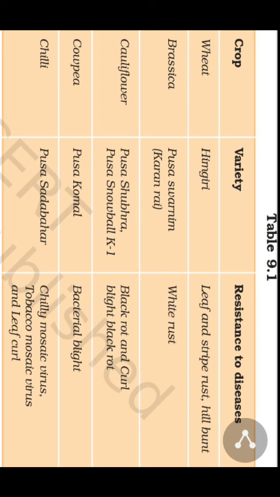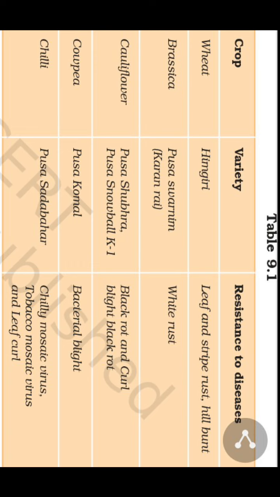Viruses also can cause a lot of diseases to crops, such as in chili, tobacco, turnip, etc. For example, tobacco mosaic virus, shortly called TMV, in tobacco crop. This one we already learned in first PUC. Next, chili mosaic virus in chili crops, and turnip mosaic virus in turnip crop, etc. All these are caused by viruses. Understand? So methods of breeding for disease resistance can be discussed here.